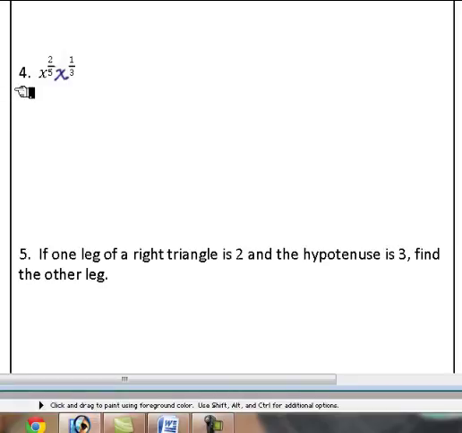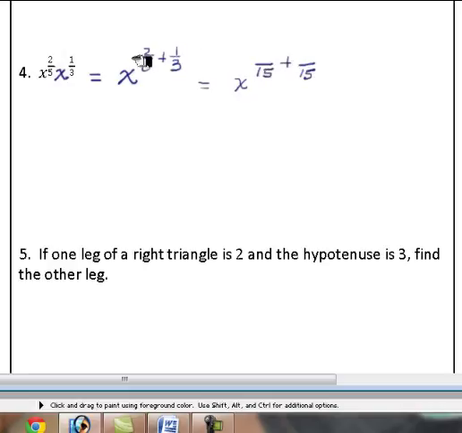Number 4, we're going to multiply x to the 2/5 times x to the 1/3. So when we multiply powers of x, we add the exponents as usual. Now let's just add 2/5 plus 1/3. So we're just adding these fractions in the exponent. We'll have to get a common denominator. Let's see, 15.